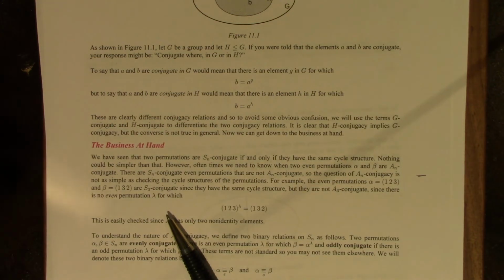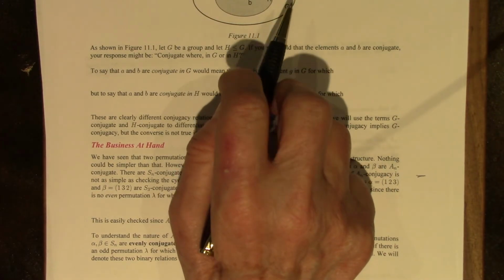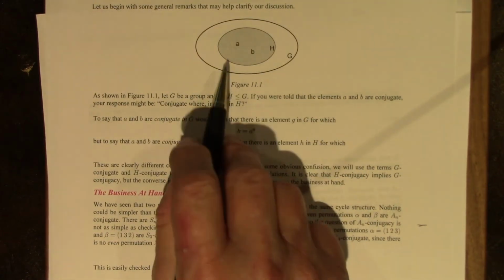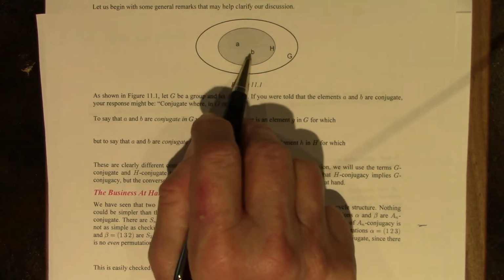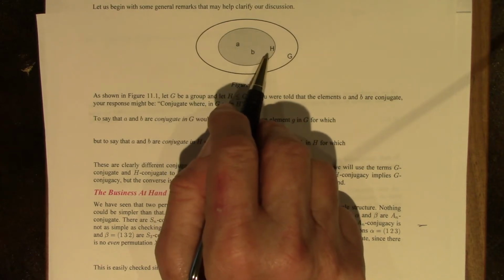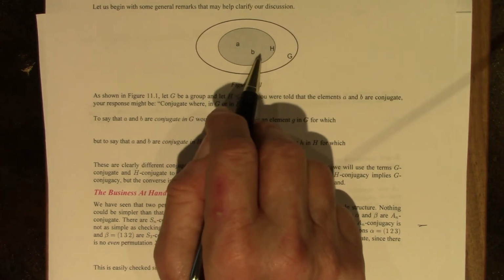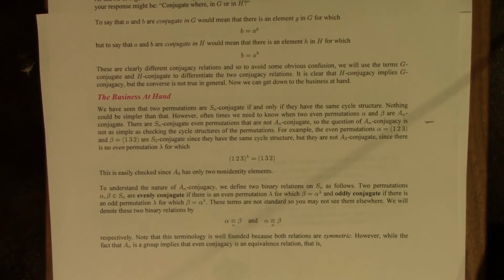So the issue in general terms is we may know how to tell whether two elements in G are conjugate, but if the elements happen to lie in H, we may not know how to tell whether they are H conjugate. And that may require further investigation. And that's exactly the situation we're addressing now. We've seen that two permutations in Sn are Sn conjugate if and only if they have the same cycle structure. And nothing could be simpler than that.